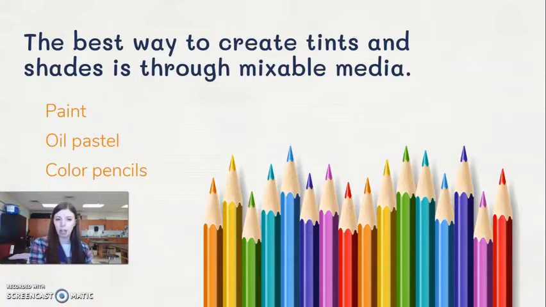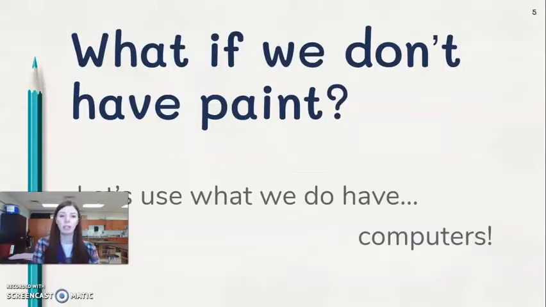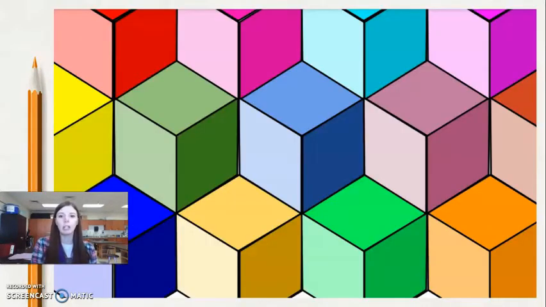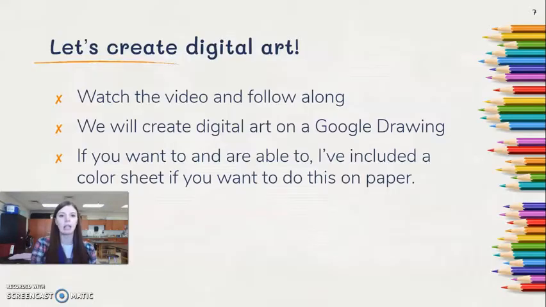The best way to create tints and shades of colors is through a mixable media, something like paint, oil pastels, or some types of colored pencils. Well, we don't really have paint with Virtual Academy, so we're going to use what we do have available to us, which is computers. Here's my example of a project where I made cubes in tints and shades of lots of different colors. I'm going to show you how to do this today.